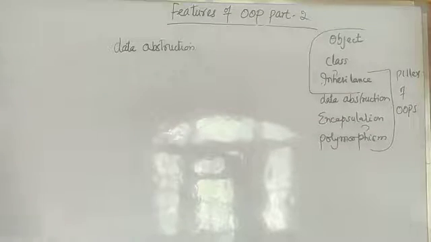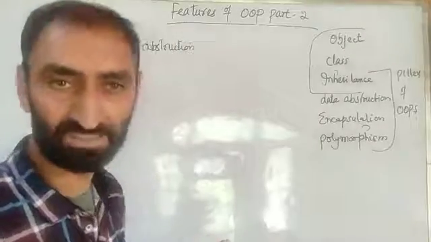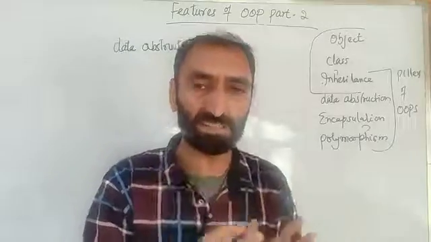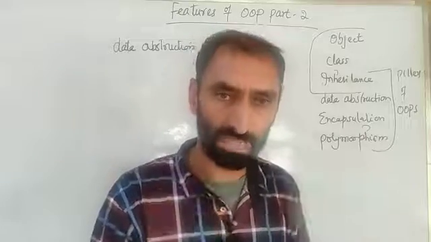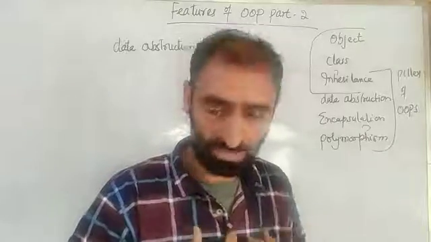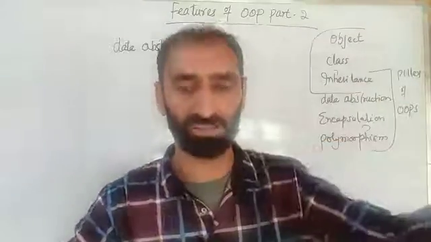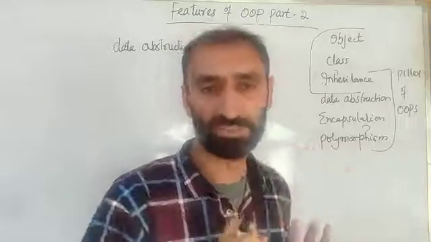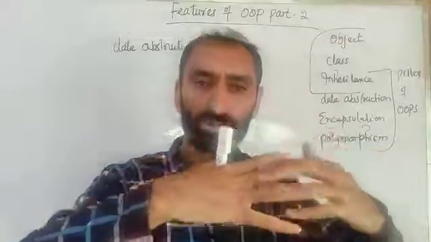What is data abstraction? We can also call it data hiding. Data abstraction also means data hiding. First of all, let us relate this data abstraction with a real world example. For example, if I am driving a car and I want to stop the car at some station, what do I have to do? I have only to apply the brakes. Whenever I apply the brakes to my car, the car stops.